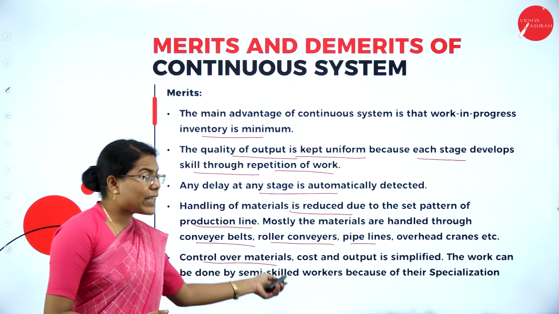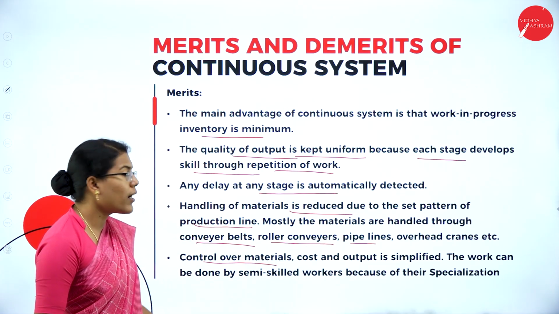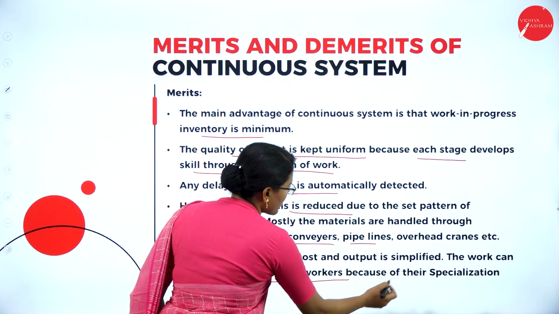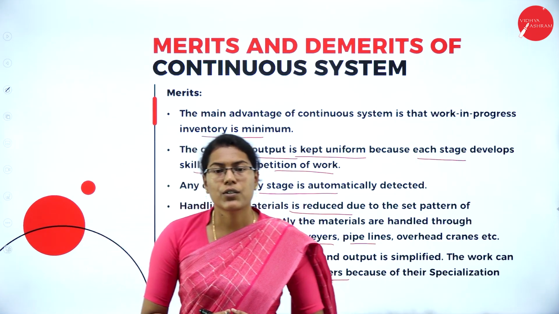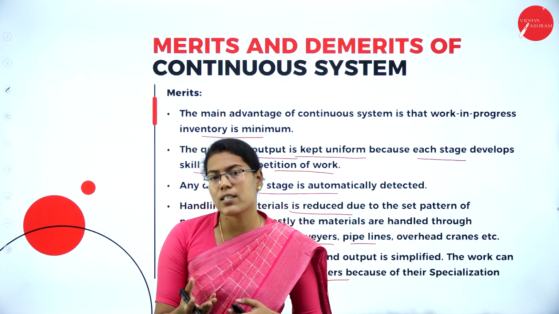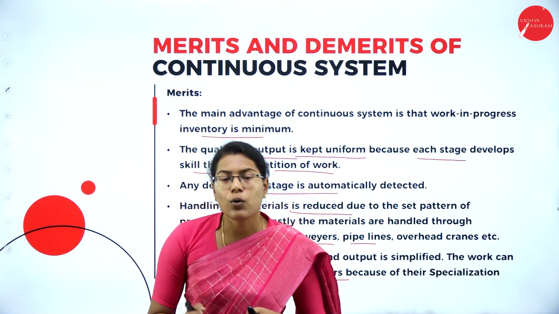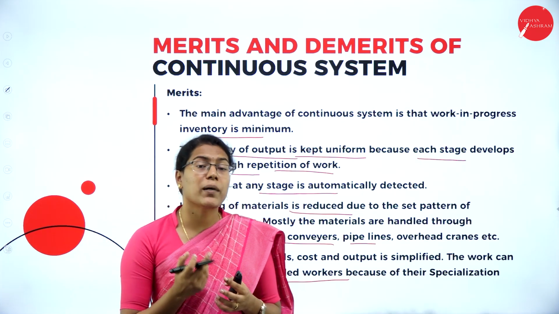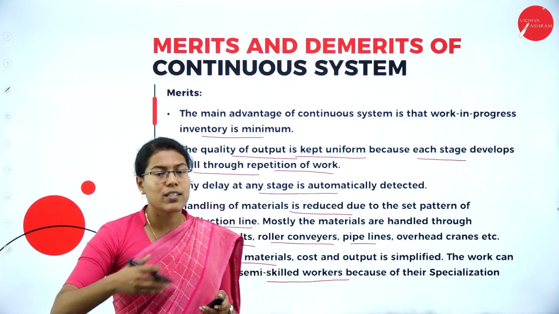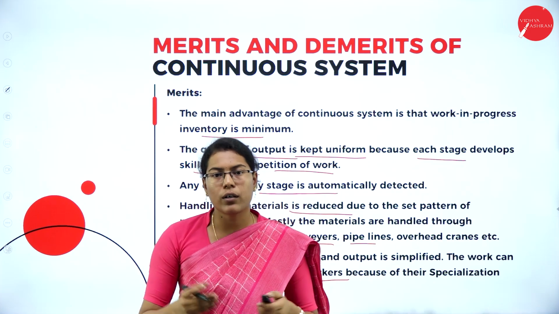So, we can calculate easily the cost of material and the cost of output. All those calculations are made easily, and the work can be done by semi-skilled workers because of their specialization. Since the process is the same monotonous process, with very few changes in this production system, everything is standardized. So the workers working with those machineries will get specialized by performing the task daily, on a routine or continuous basis. They will be skilled enough to perform the production task or process.